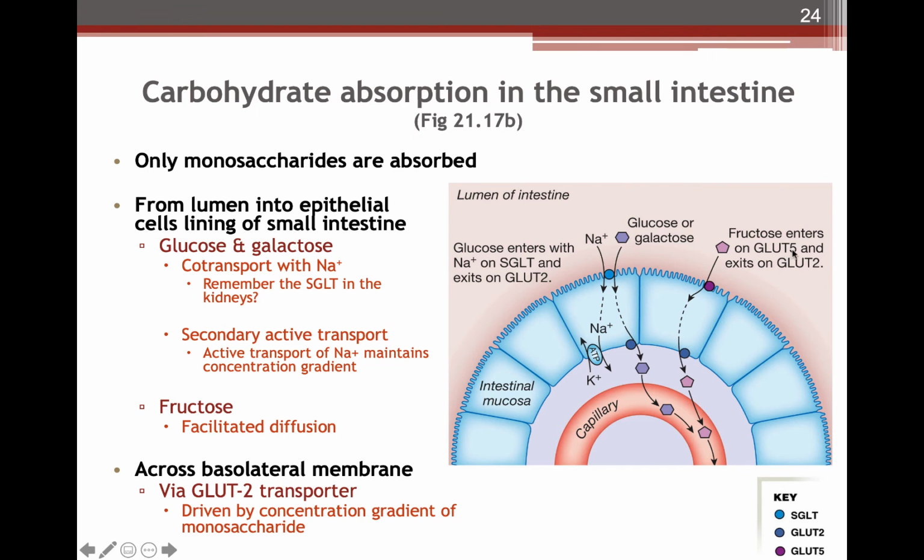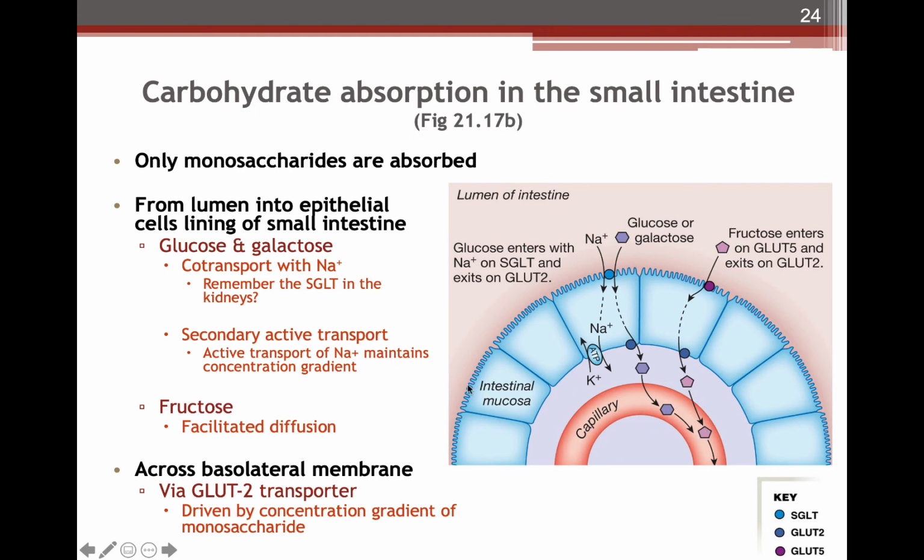Fructose enters via a GLUT5. That's how I remember it. And it leaves via the GLUT2s. Obviously, the GLUT2s are not as selective in what kinds of monosaccharides they let through, because this is a GLUT2 right there, and that's a GLUT2 right there. And so ultimately, these glucose and galactose monomers get transported or absorbed into the blood, and also these fructose monomers get absorbed into the blood.